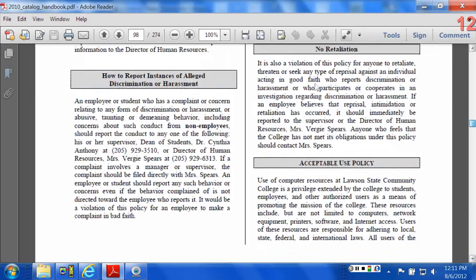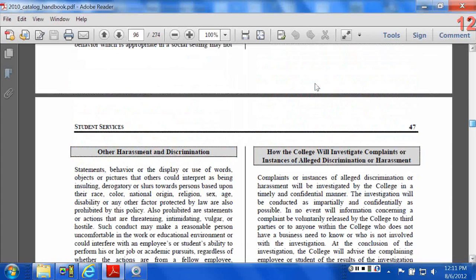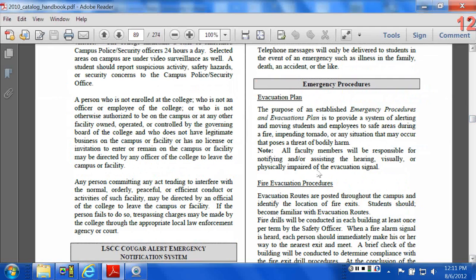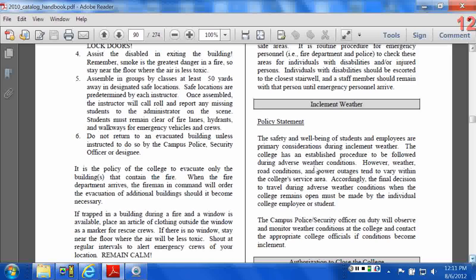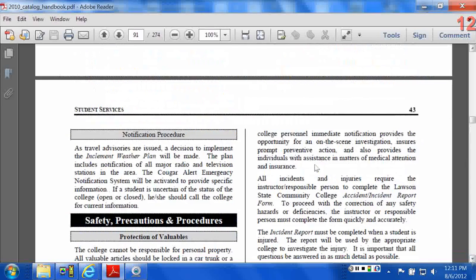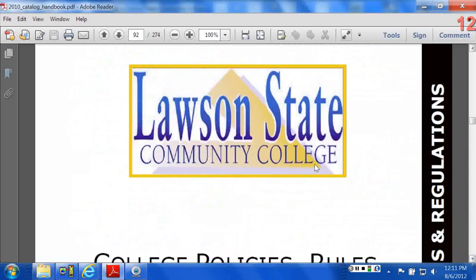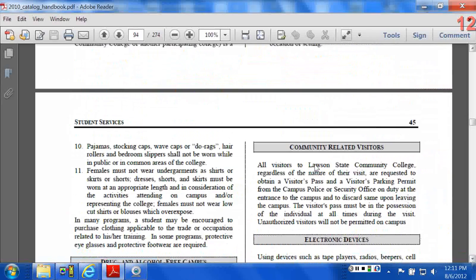Now, this is in a nutshell the student discipline policy at the college. There are a number of other policies that you may feel free to read and peruse, but it was my charge today just to give you a basic understanding of these policies and where to locate them.